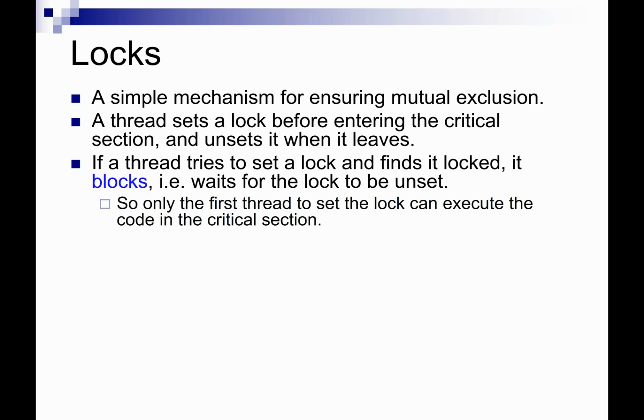So if you have a lock which protects this critical section, then only the first thread to set the lock can successfully set it, and then it can go execute the critical section. The second and all the later threads that come are going to find the lock is already locked, so they need to block at the lock. They're going to wait at the lock, and they won't be able to execute the code in the critical section. So this way, there's only one thread doing the critical section at a time.